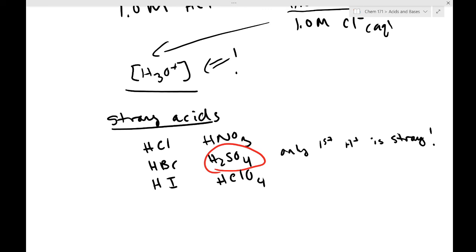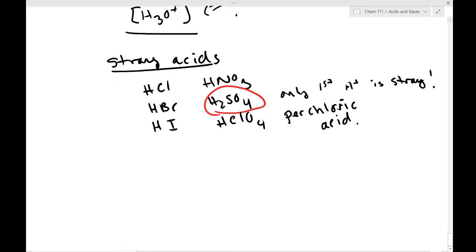HClO4 is perchloric acid. You guys haven't really seen this or messed with it yet. This is called perchloric acid. It's a very strong acid. And of course, you know the others. Okay, so these are examples of strong acids. How about weak acids? What are some examples of weak acids?